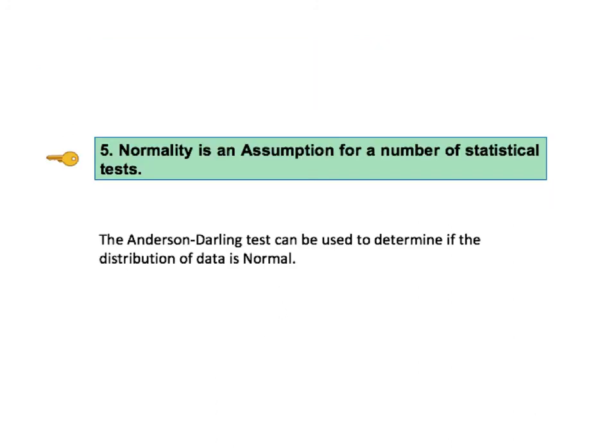A number of statistical tests, for example, t-test, z-test, and ANOVA, require that the data is roughly normal. Different tests have different levels of sensitivity to how non-normal the data can be. The Anderson-Darling test is often used to determine normality.